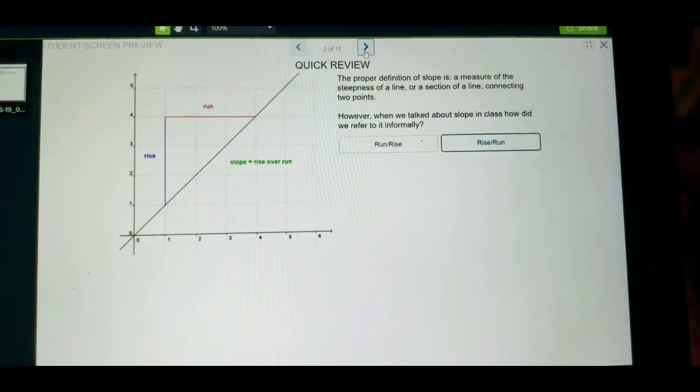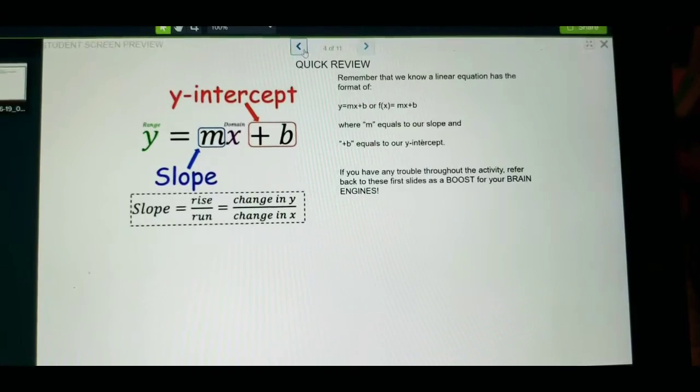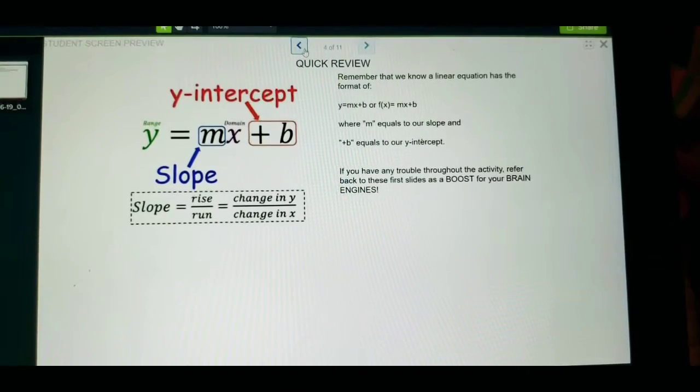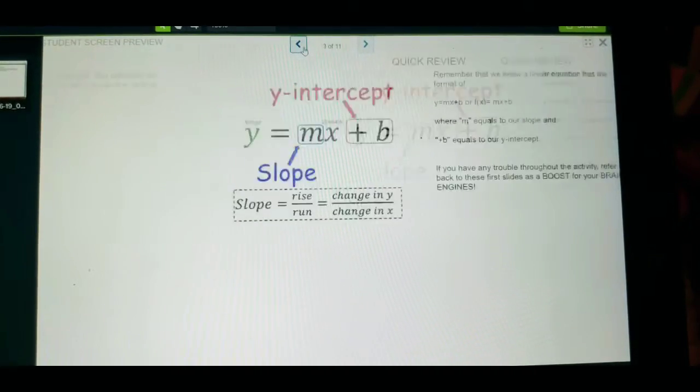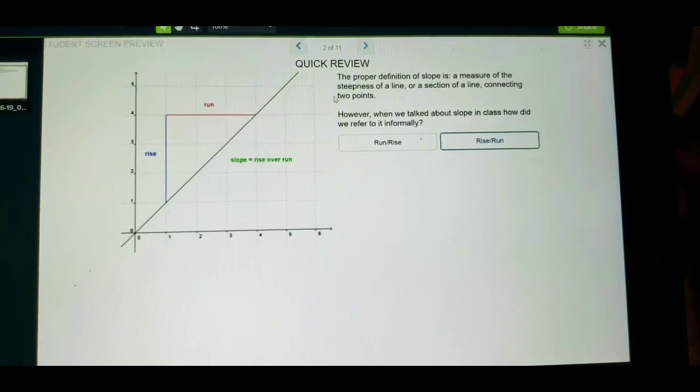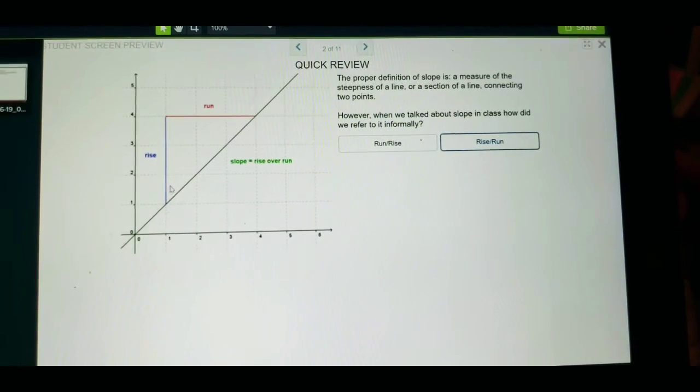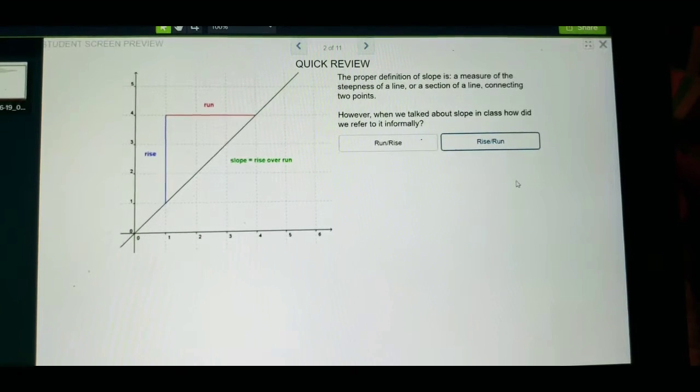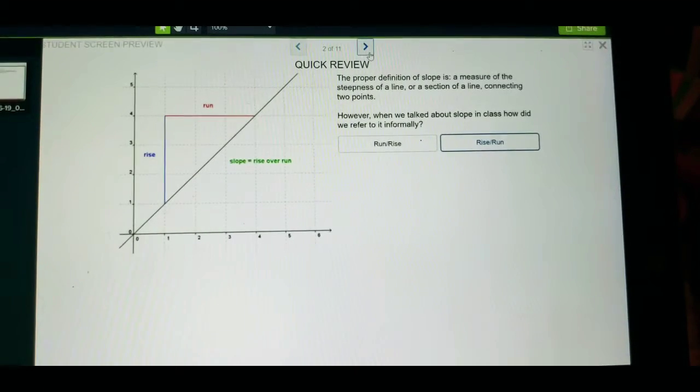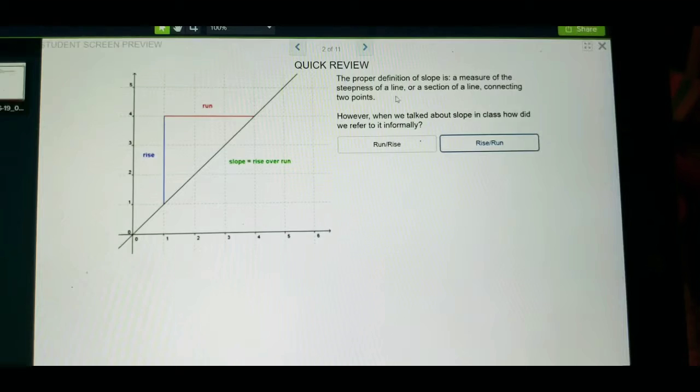Then slides 2, 3, and 4 serve as a quick review about slope, y-intercepts, and the linear equation. For slope, we're just reminded about the informal way we refer to it, whether it be rise over run or run over rise, so they get to choose. And it's not a very critical thinking question because, like I said, it's just a quick review.